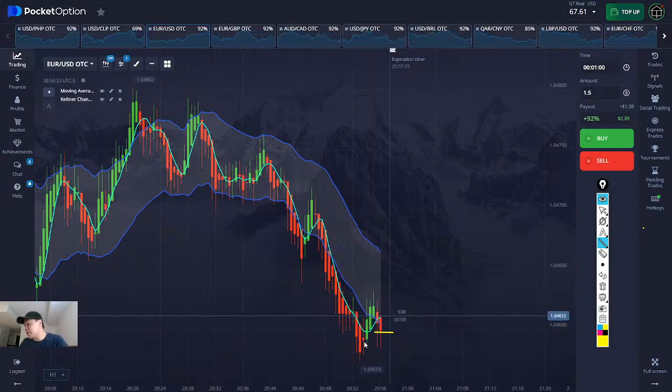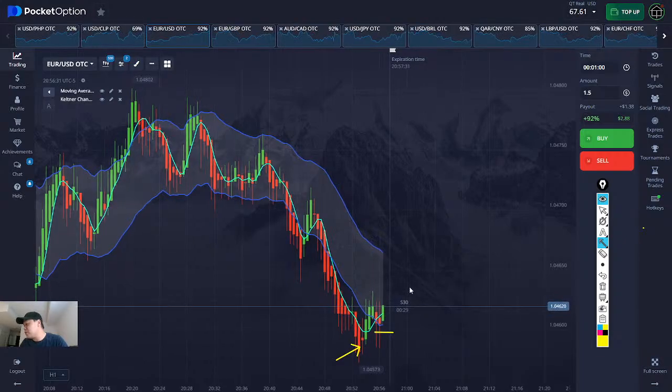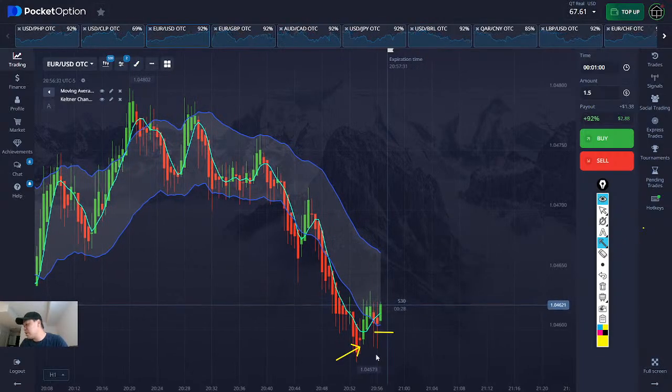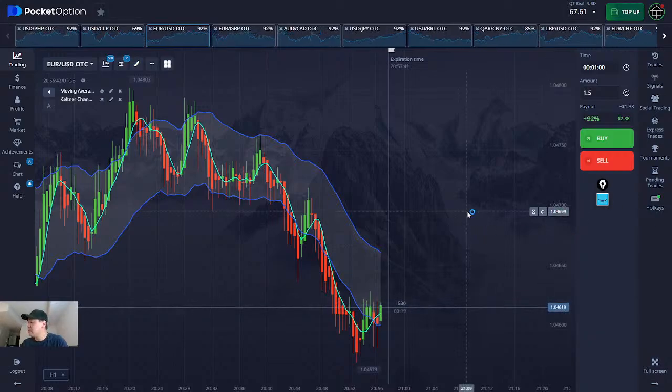Part of it is nearing this support line, so not really a good one to choose. Just try to find something that has no support. All right, let's keep going.